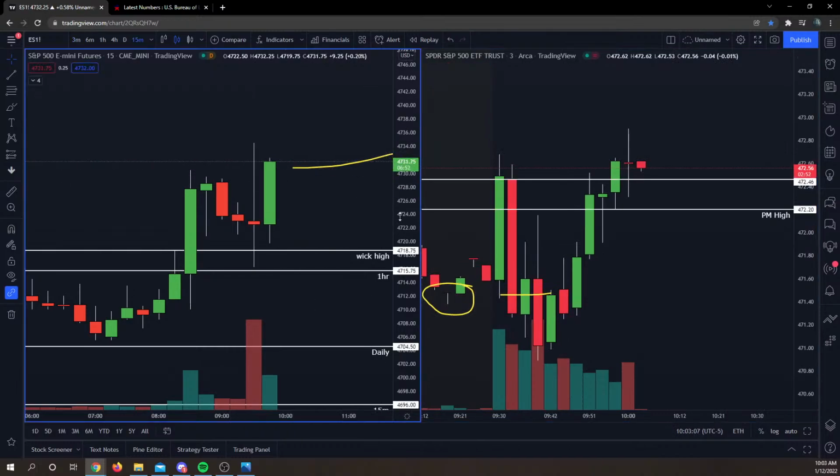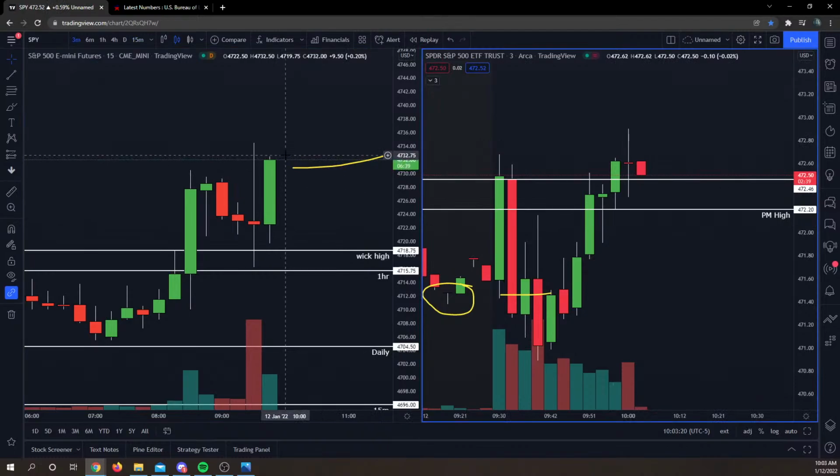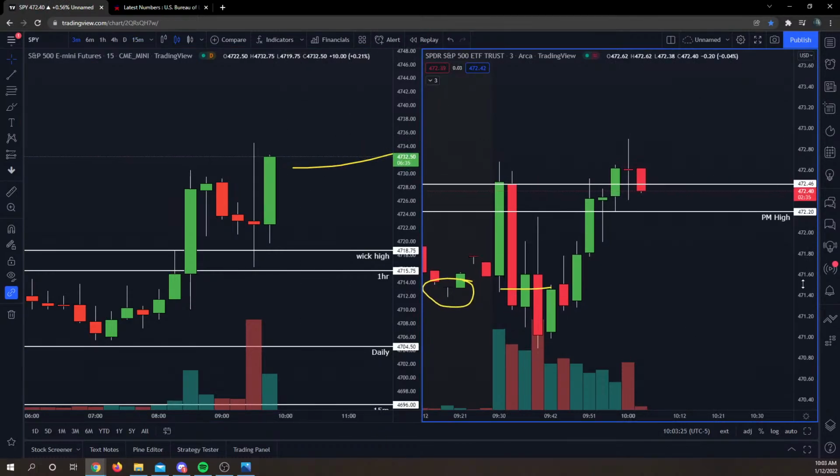Futures, big green candle. So we would need to push over 4734 in order to lock in a high of day for futures. If we can't push over that point, then we will recycle pre-market high.